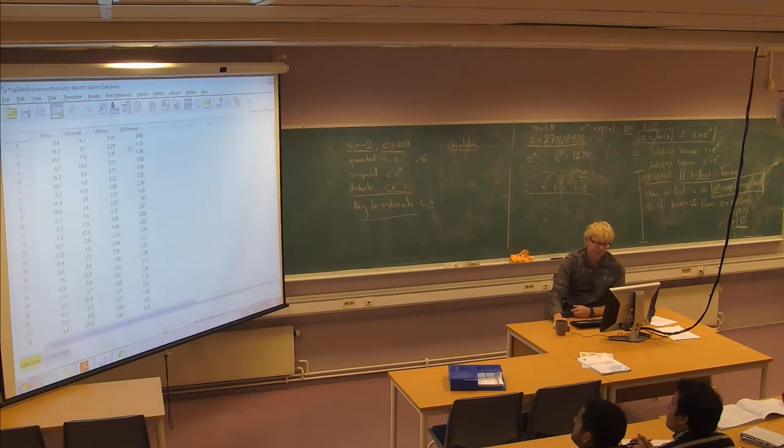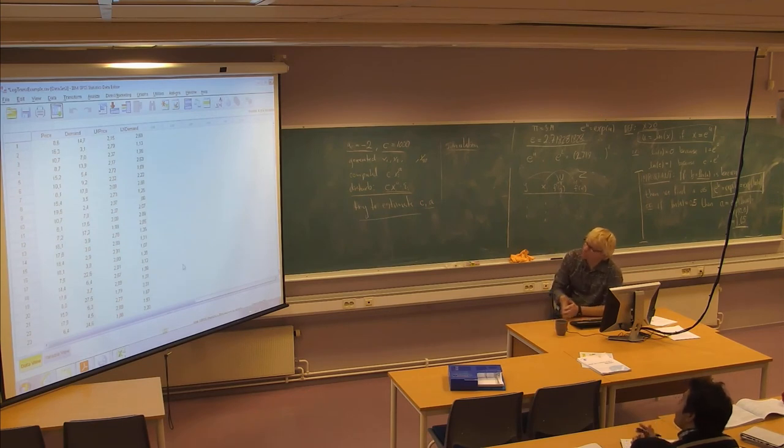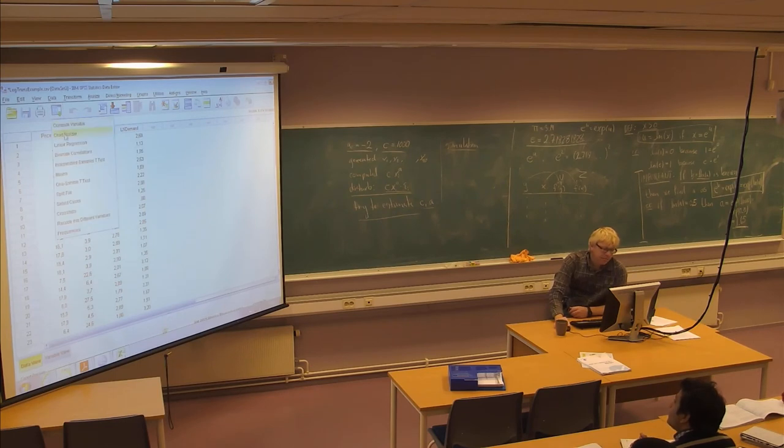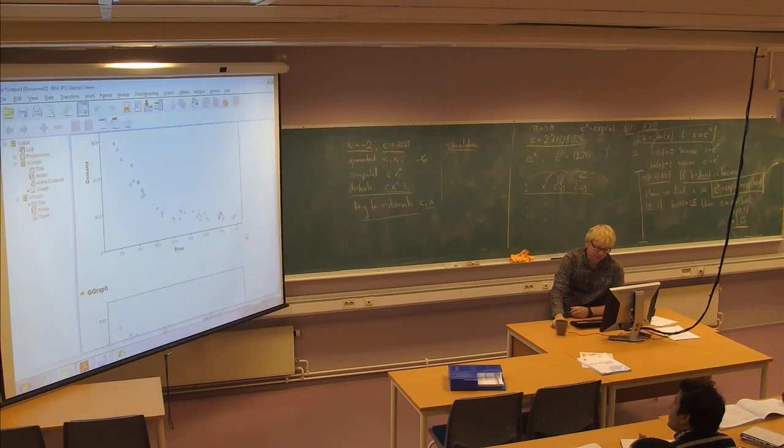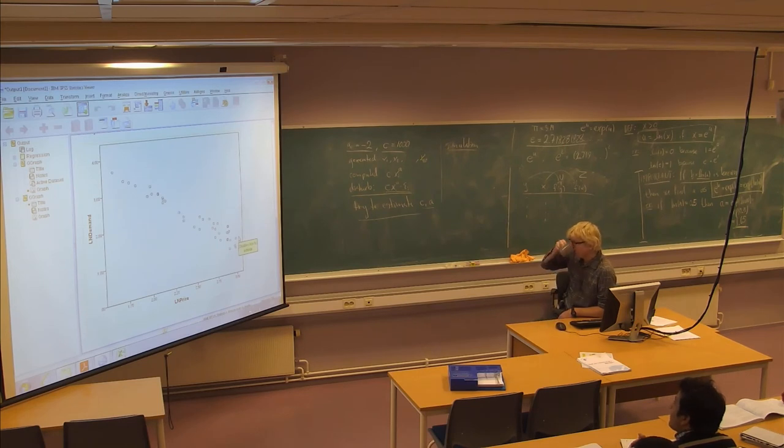So here you see the new numbers. There's not much to look at in the numbers, you can't say much. But if you look at the scatter plot, we take the logarithm of the price versus the logarithm of the demand. And you click OK, and you get something like this. So I now want to just fit a line to this, and this line will be the linear model, and it will of course give me back the A and the C here.